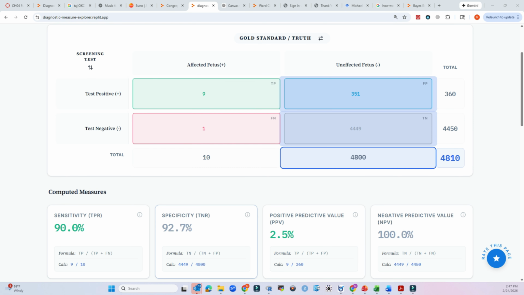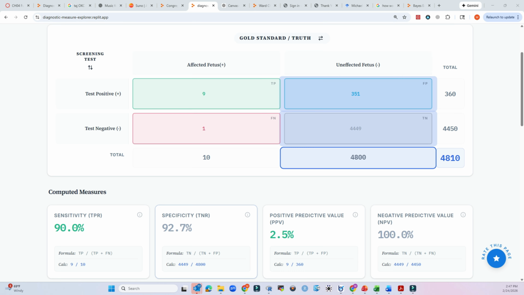Similarly, the specificity, hovering over that tile, highlights the section of the table that is used in calculating that quantity. This is the probability of a negative test among those that don't have the disease.